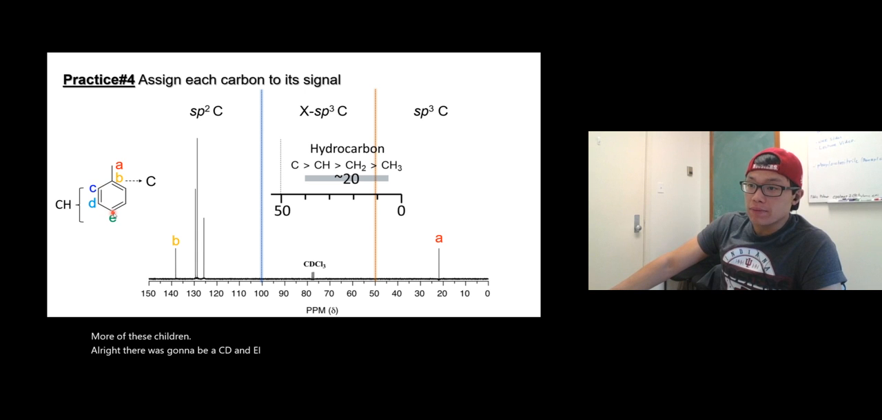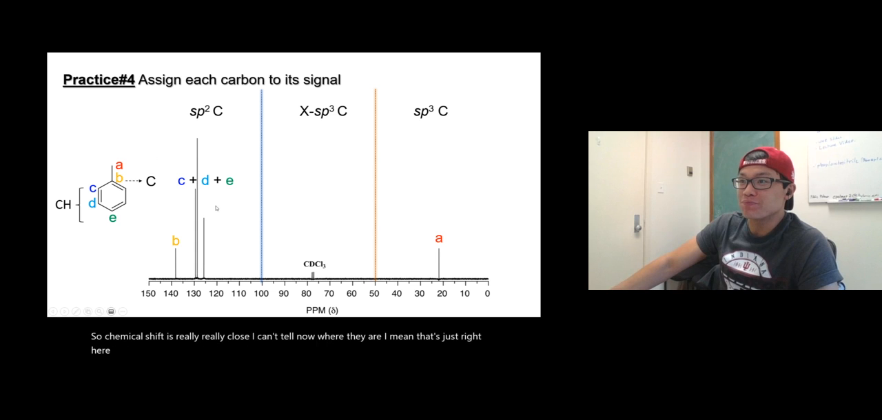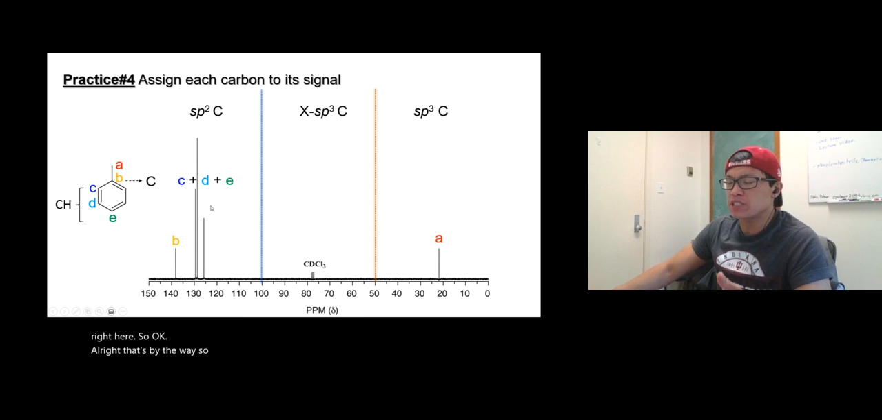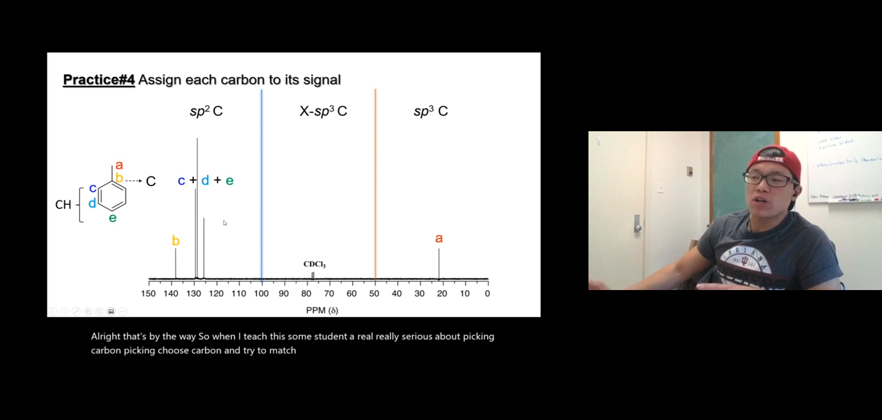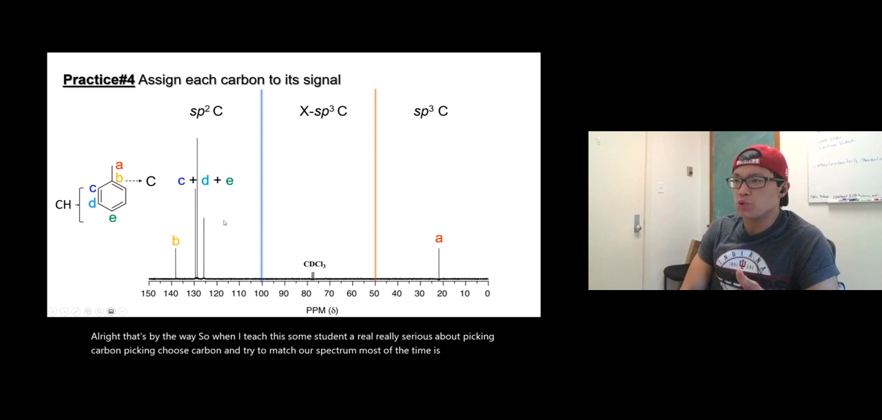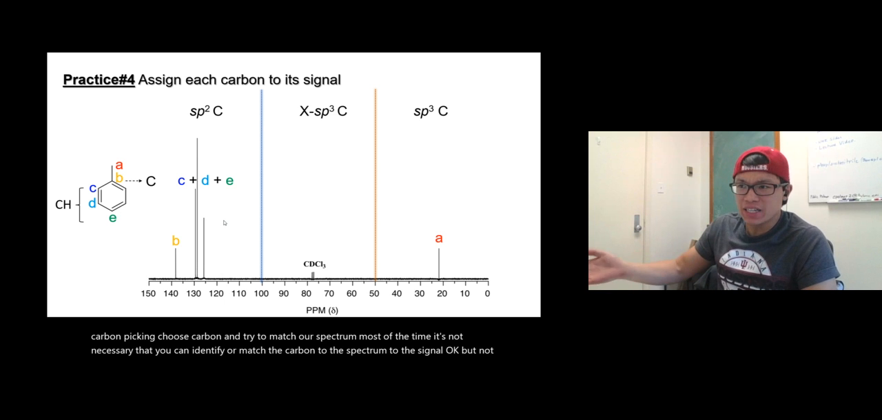To be honest, they are all CH, so the chemical shift is really close. I can't tell now where they are. I mean, that's just right here. So, okay. By the way, when I teach this, some students are really serious about picking and choosing carbons and trying to match them to the spectrum. Most of the time it's not necessary that you can identify or match the carbon to the signal. Not always. We have some other techniques to help you.